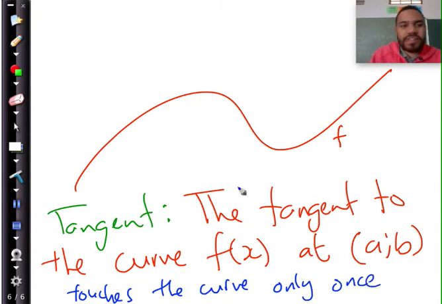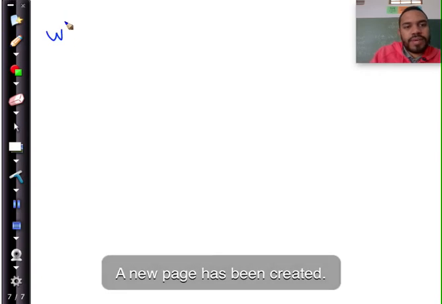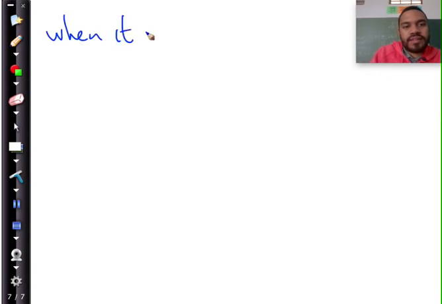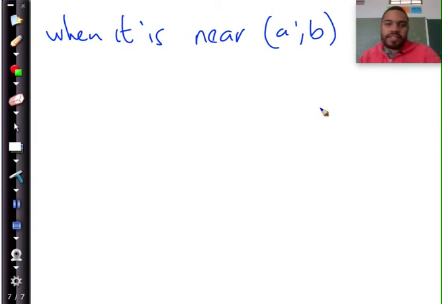and the definition is not done. I'm going to continue on the next slide. It touches the curve only once when it is near a, b, in other words, when it's near that point. And that definition is not done. So when it is near a, b.